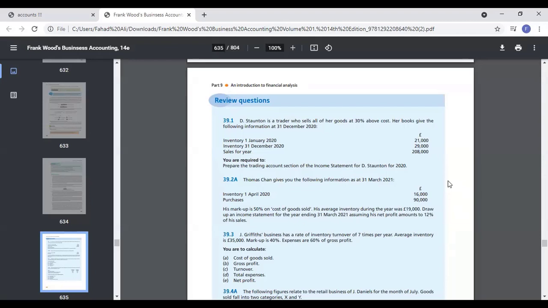In the trading section, if you see after the sales, you don't have opening inventory. What is opening inventory? Opening inventory is the 1st January 2020. Yes, sorry, opening inventory is given. Sorry, I got it wrong. Opening inventory is given, but purchases is missing from this answer.